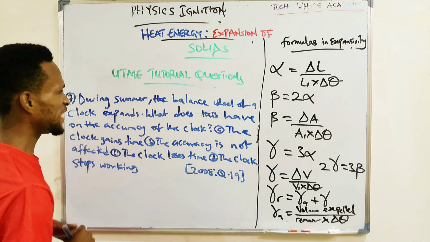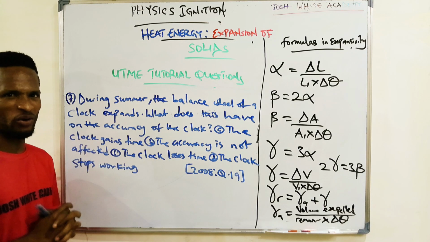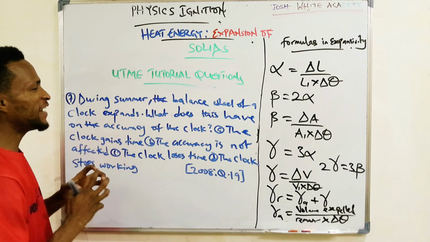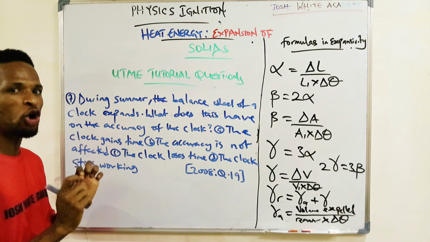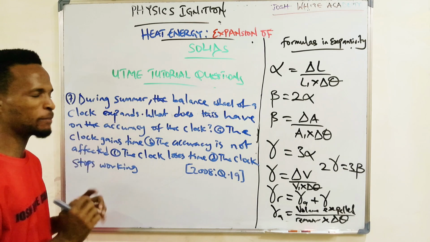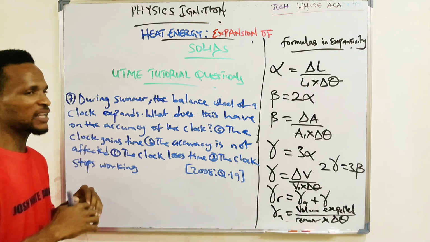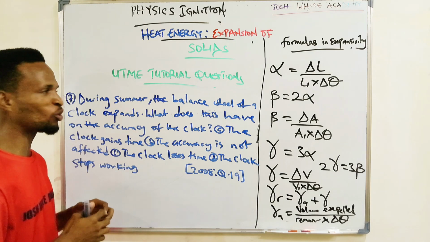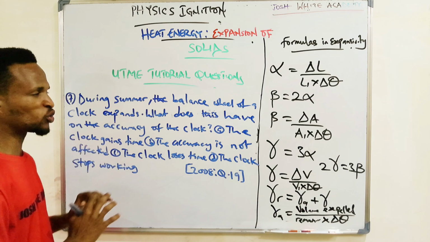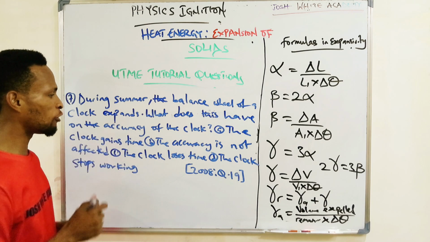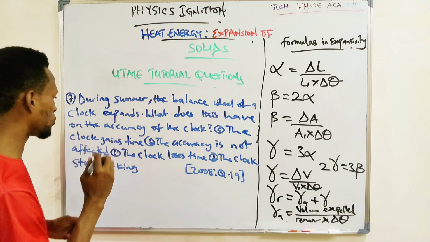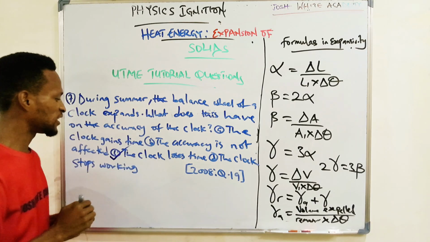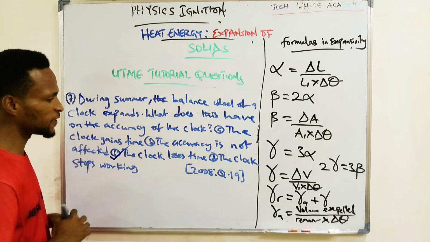Please take note. In the balance wheel of a clock, when there is expansion, the clock always loses time. And that's why a compensation is applied to stop this from happening. So in expansion, the clock loses time. So our answer is C.